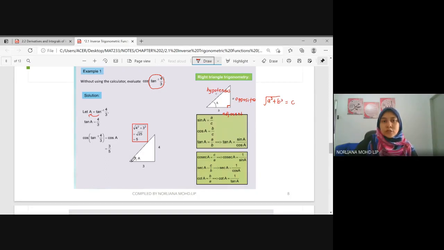So we draw the right angle triangle. Kat sini right angle triangle 90 degree. And then we follow ni lah, tangent A is 4/3, opposite over adjacent. And then we find the hypotenuse. Hypotenuse ni apa? We use the Pythagoras theorem. So 4 square plus 3 square, square root equal to 25. Square root 25 equal to 5 lah.